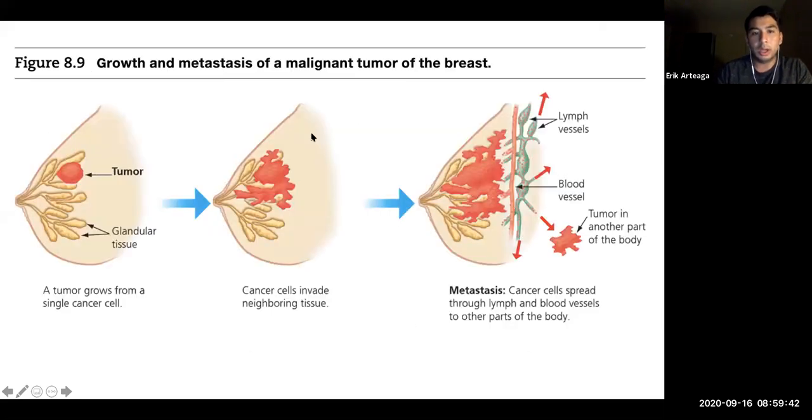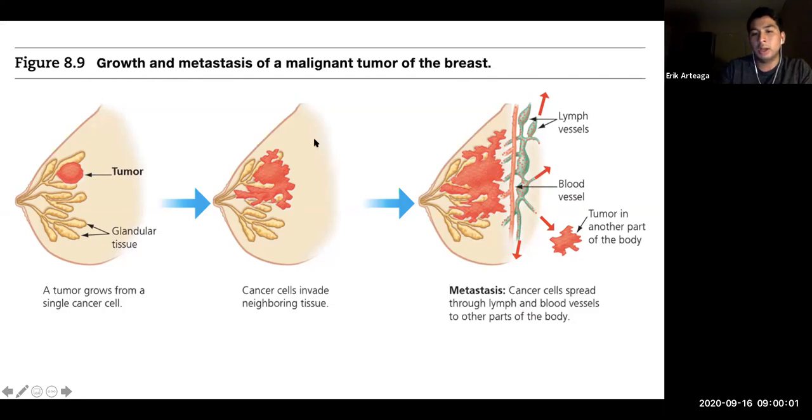So, growth and metastasis of a malignant tumor of the breast. If you have breast tissue with a tumor, eventually it can turn to cancer. This cancer can then metastasize, which means it spreads to the lymph vessel, the lymph node. And this is a terrible problem, right?